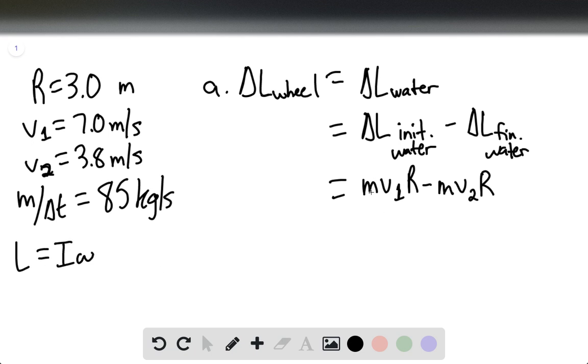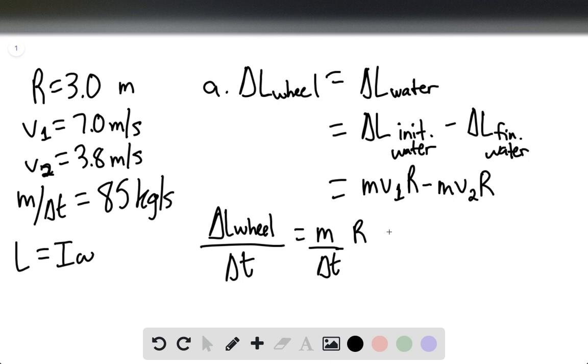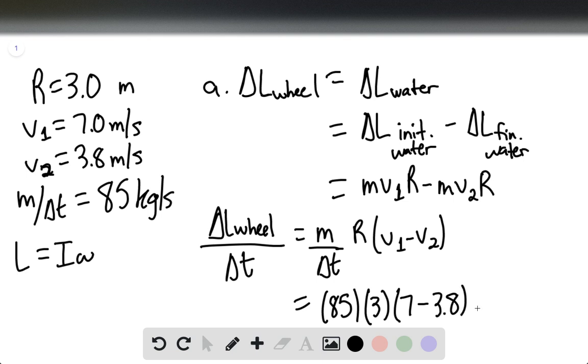So at this point, we can say that delta L of the wheel divided by delta t would be equal to m over delta t times r times v sub 1 minus v sub 2. So this is going to be equal to 85 kilograms per second, that's m divided by delta t, times the radius of 3, and then times 7 minus 3.8. And this is giving us a change in angular momentum per unit time of 816.